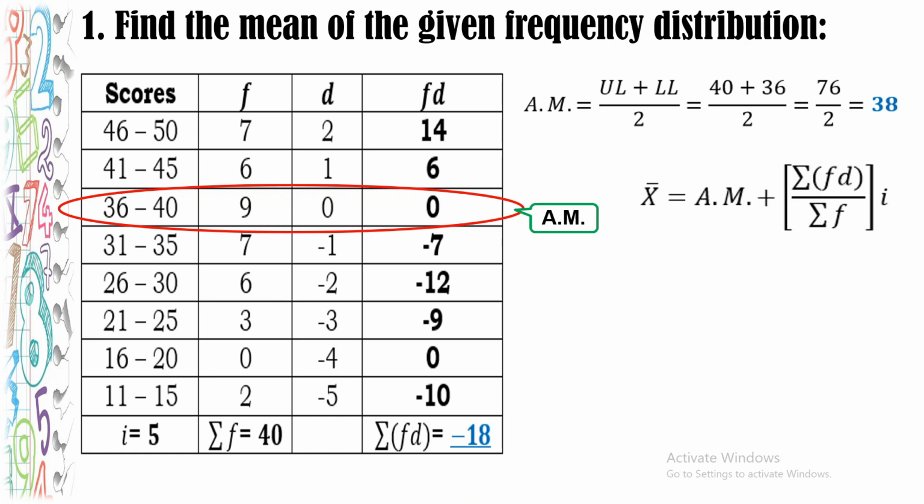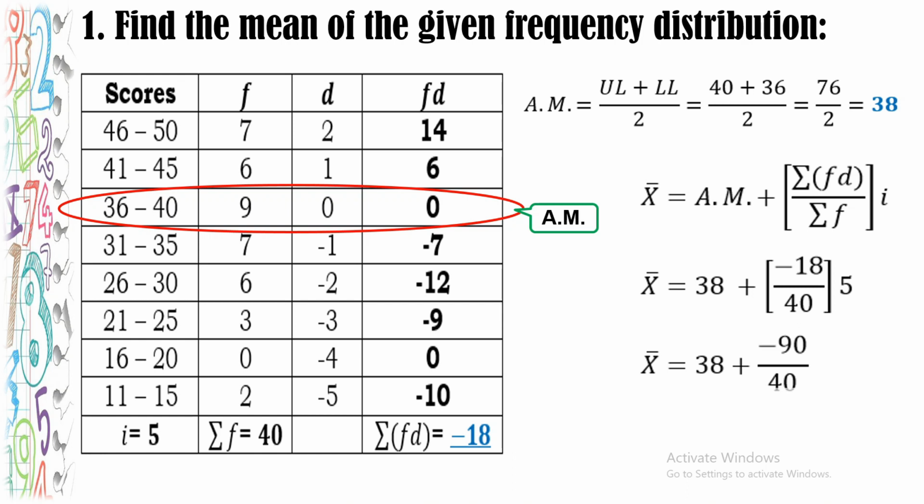Next, we now solve for the mean of the given data by using the formula mean is equal to AM plus I times the summation of FD all over summation of F. So by substitution, AM is 38. It's from this one. Plus, we have for summation of FD, that's -18. For summation of F, we have 40. Times I, we have 5.